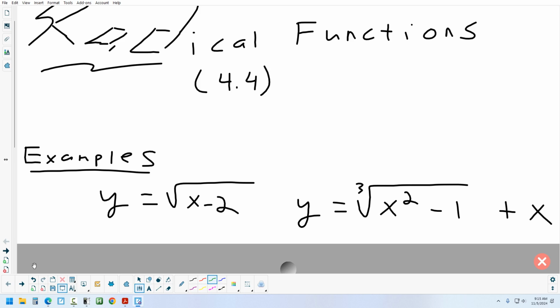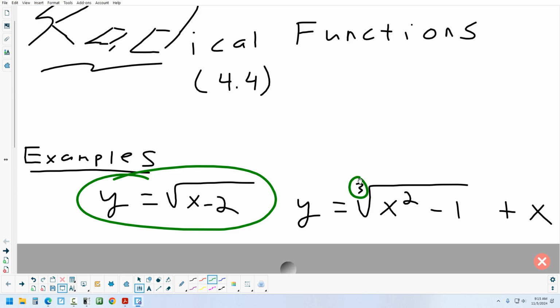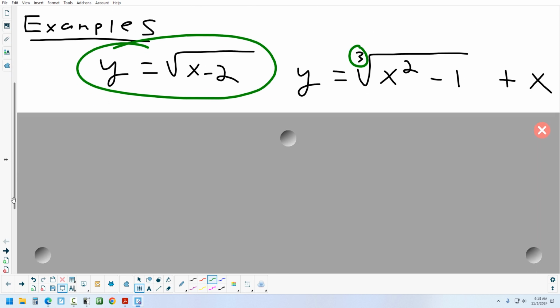So what I want to do is talk a little bit about all the parts of what I just circled. Okay, there's a radical expression, there's a radical symbol, there's a radicand, and there's an index. In the one I circled in green, it's not written, so we assume it to be something. In the one over here, the index is written because it's needed. So we'll talk about what all those pieces are called now.